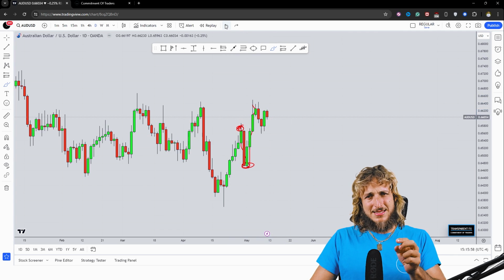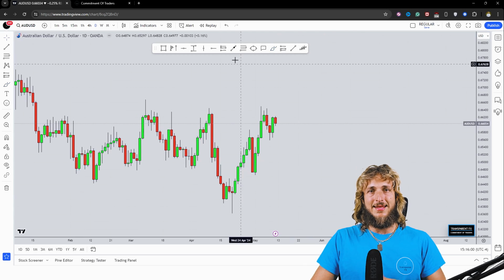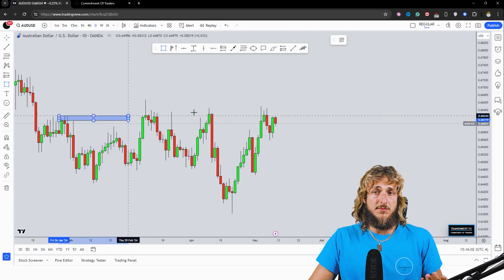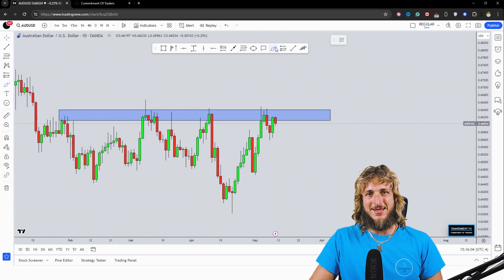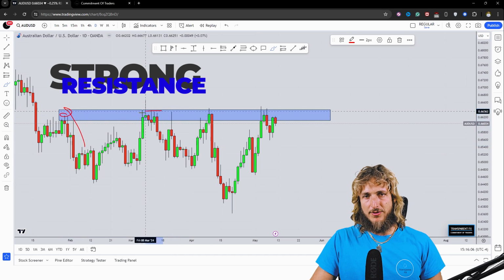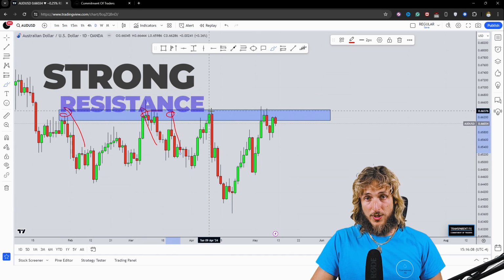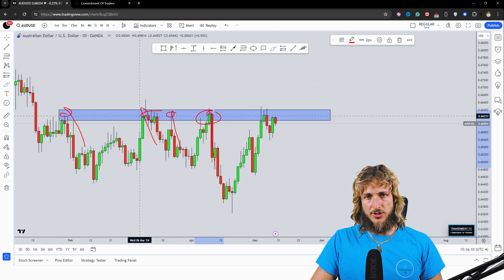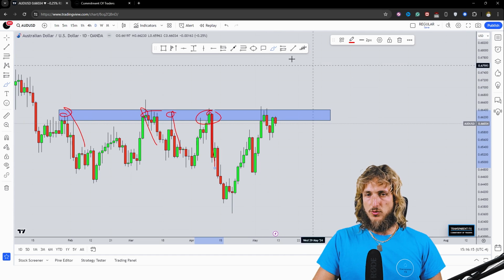Now, the resistance that the market is starting to find and that it has not yet broken to the upside is this one here. This is the same level that we have identified on the weekly and is very clear here on the daily, how on multiple occasions the market tested it and rejected it to the downside.